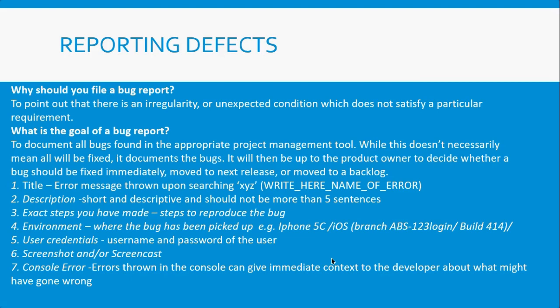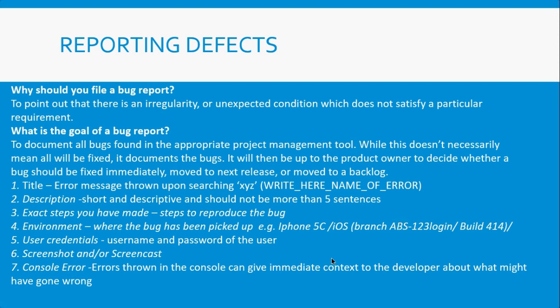The environment where the bug is being picked up. For instance, if you are running your test on an iPhone and you find the bug on an iPhone 5C, you need to provide the device version, the device operating system, the build number, and also, for instance, if it's on a particular environment, maybe it's on a dev environment, a feature environment, or probably a staging area, or depending on whatever environment that you have within your project.